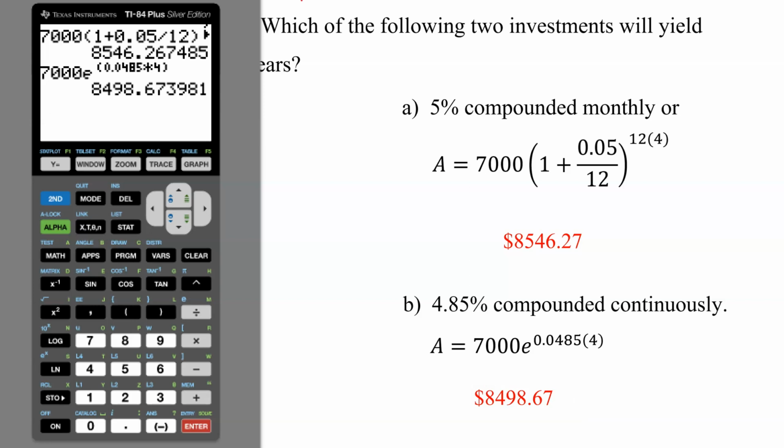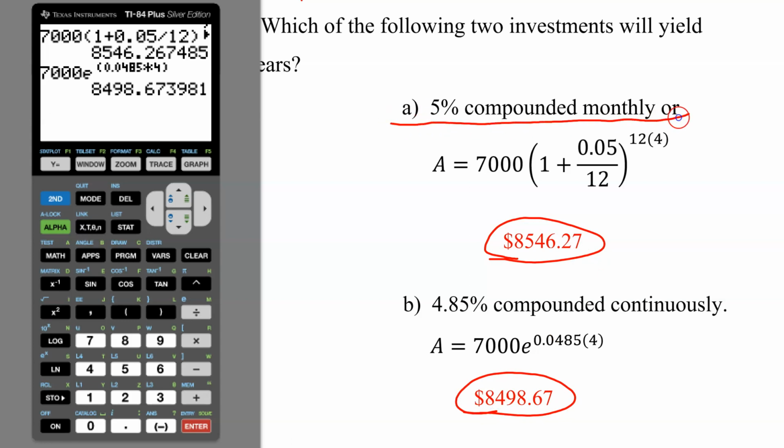Which was the better investment? We definitely made more money in investment A than with investment B. So the better investment was to invest our money at 5% compounded monthly.